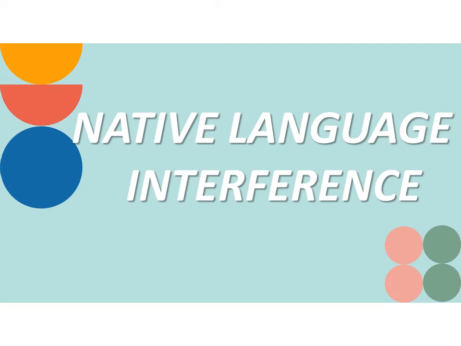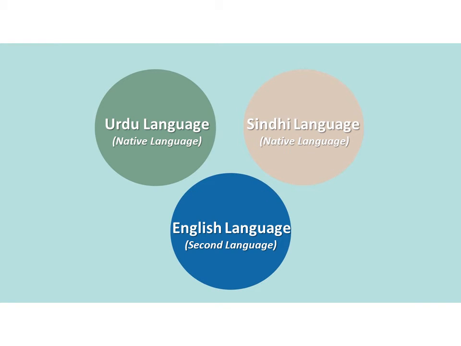The third part is native language interference, a phenomenon that considers different sorts of ways through which a native or the first language, the mother tongue of L2 learners, can influence their learning of a second language. The Pakistani native languages that have been selected for this study are Urdu language and Sindhi language, whereas the second language is obviously English.